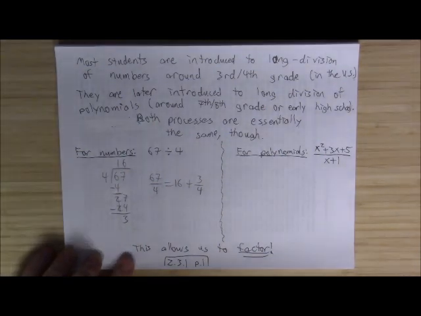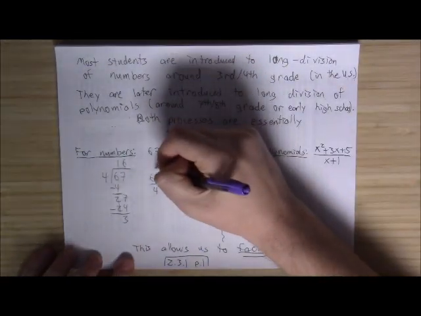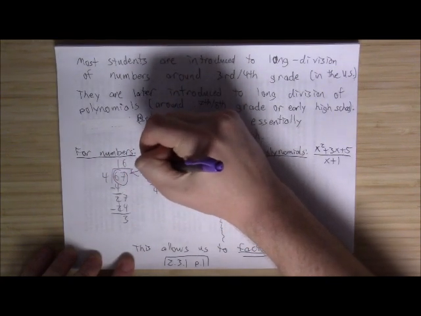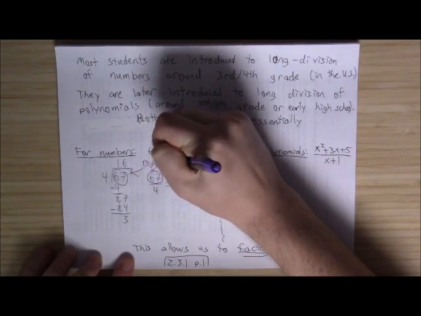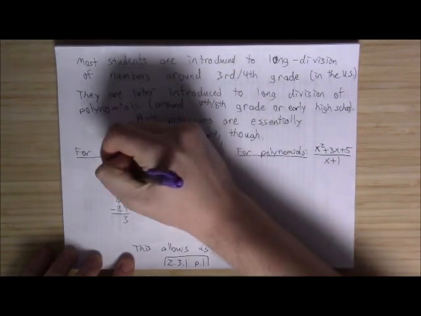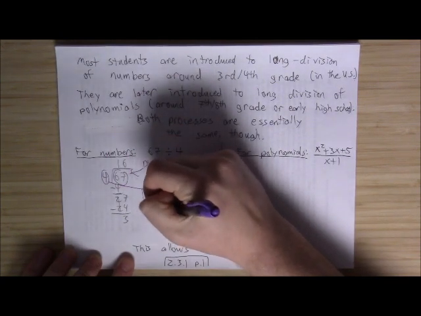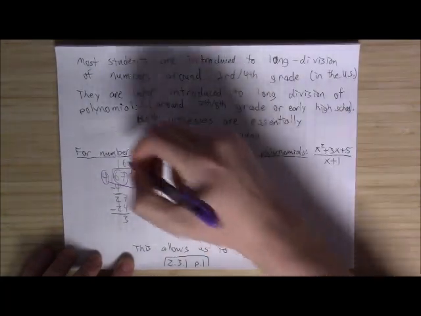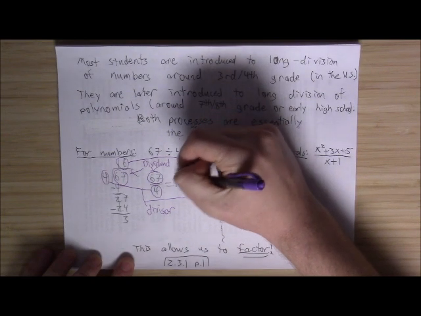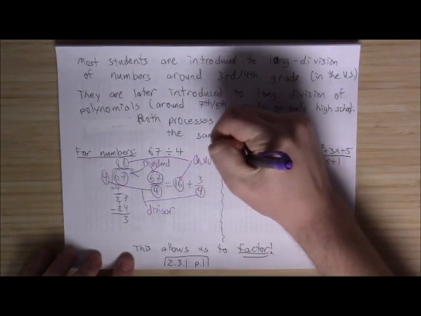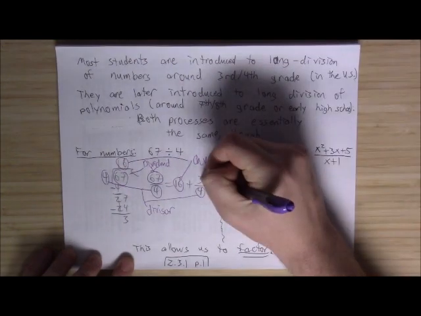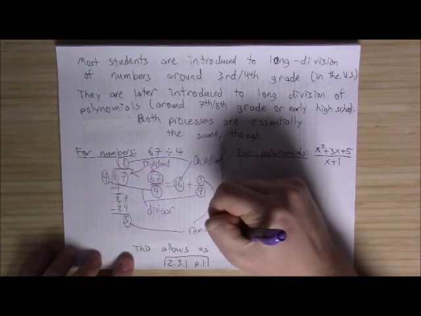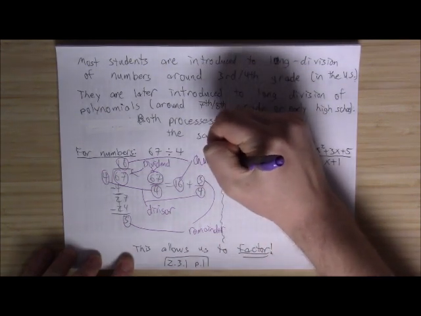So here, in other words, this and this are the same. And this is our dividend. It's the thing we are dividing. Here we have our divisor. I guess technically here as well, divisor. Then we have our quotient. And we have our remainder. Okay, so I use these terms a lot because it's nice to have terminology.